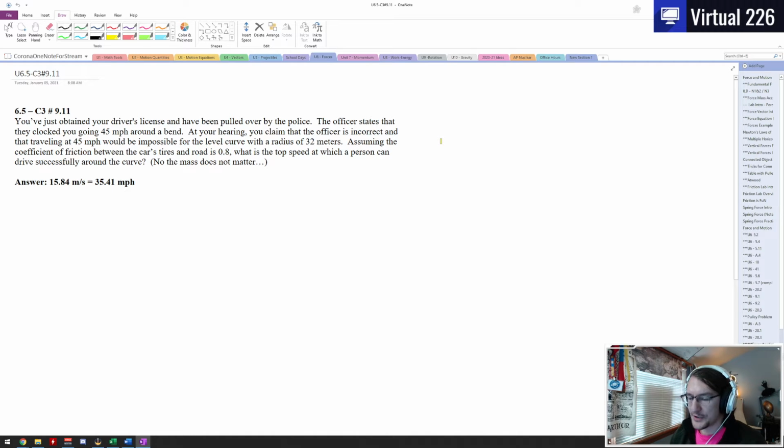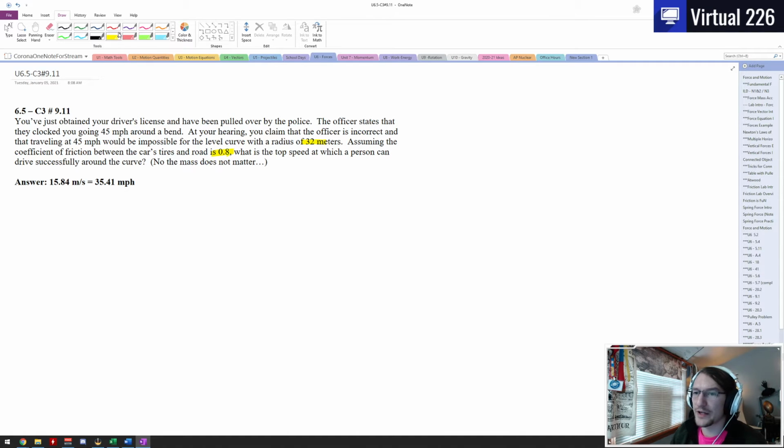So you show up to your hearing, magistrate, judge, whatever, and you claim, because you're a great physicist, that the officer is incorrect. And not only that, but you can prove it. You can prove that it would be impossible for you to travel at 45 miles per hour with the level curve, the flat road, having a radius of 32 meters, assuming that the coefficient of friction between the car's tire and the road is 0.8.